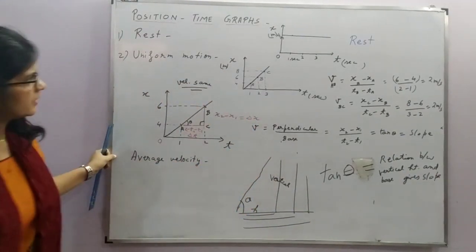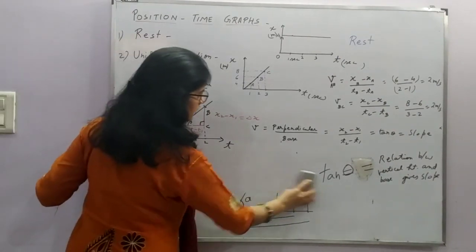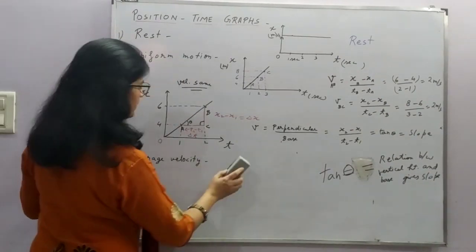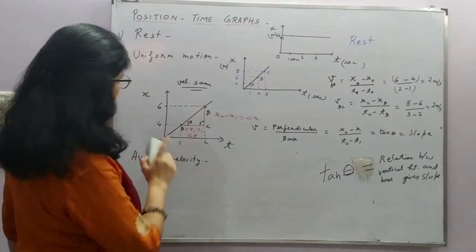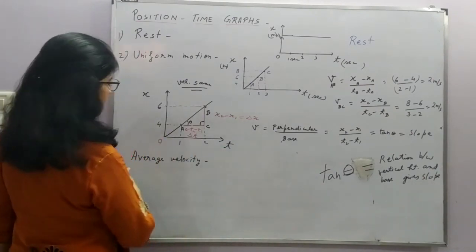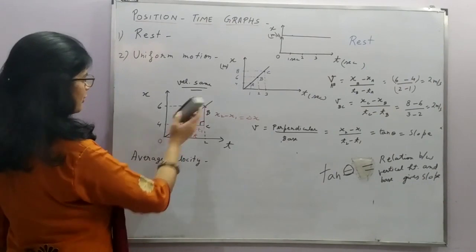I hope this is clear. So I am rubbing the board for this. Is that clear, everyone? So now only one more concept I will discuss in this particular video, average velocity. So this is the case of uniform motion.